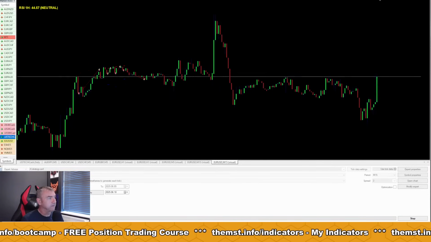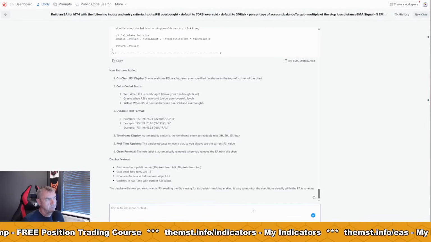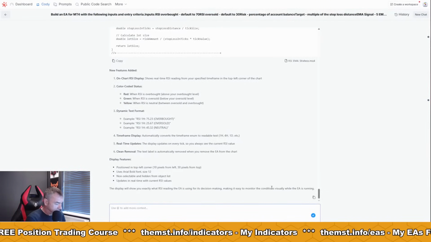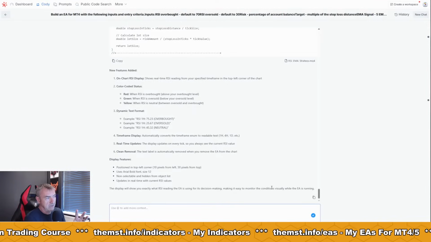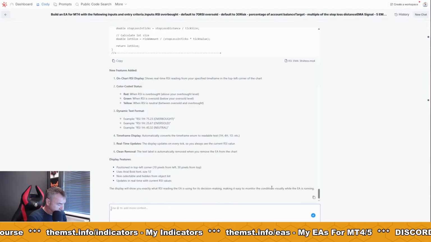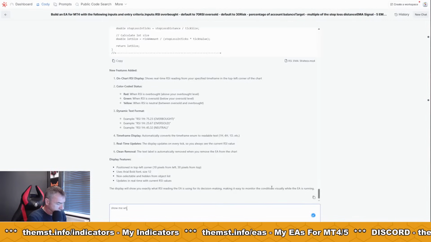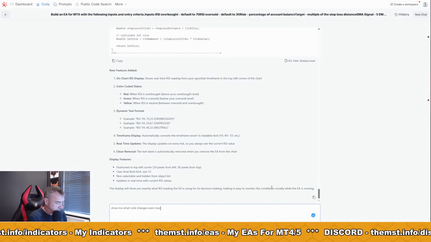Obviously, now we just asked it for that. So the thing that you want to do with Cody or with whichever AI model you choose, but this is the one I've found is the best, is try and get these code snippets done and changed just in smaller chunks rather than rewriting the whole thing. So show me what code changes were made there.